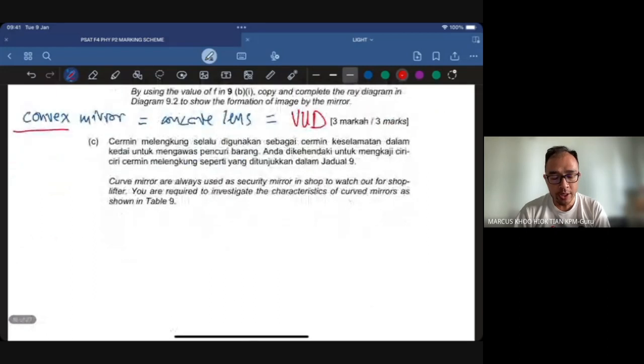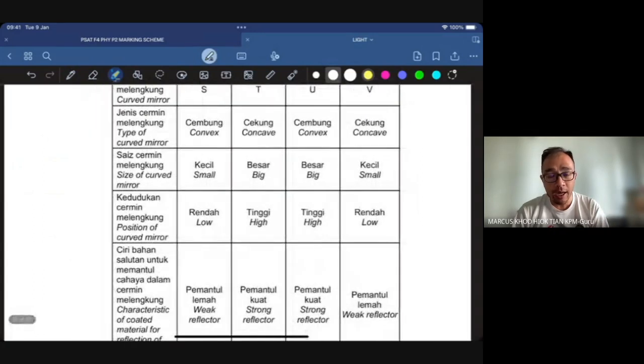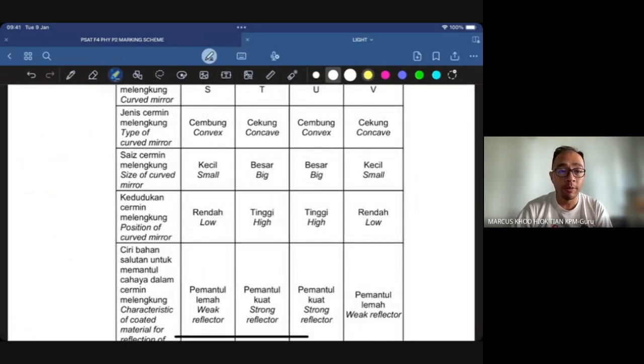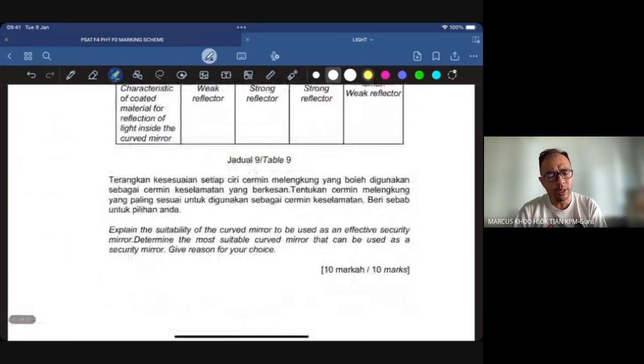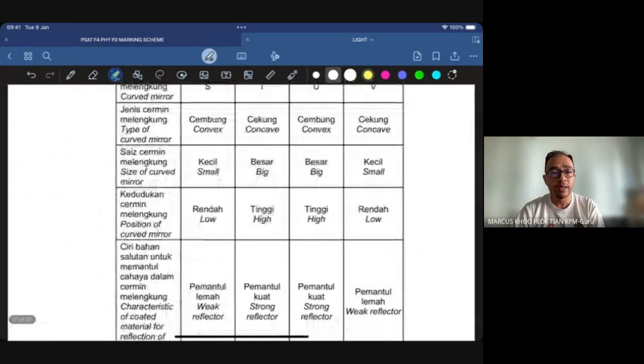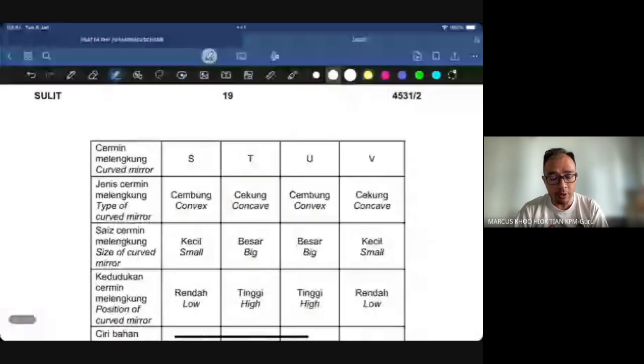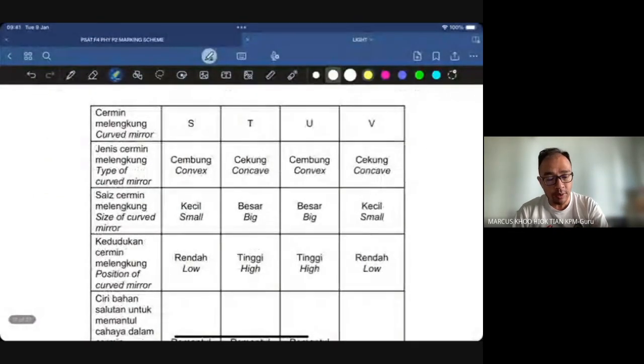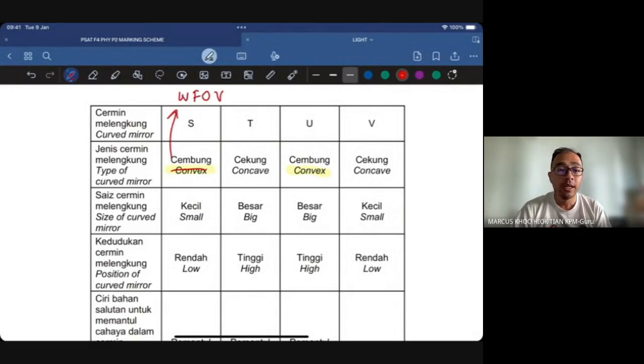Okay, curved mirror are always used as a security mirror. Okay, once again, the security mirror question has come up. Okay, in the shop to watch out for shoplifters. You are required to investigate, yada yada. Okay, this one I think shouldn't be a problem. We've done this in our trial exam, I think. Did we do it in our trial exam? But if not, we've done this quite a number of times now. Okay, but let's take a look. Convex or concave mirror, of course we want convex mirror lah. Okay, sorry. Okay, and convex mirror, the answer for convex mirror is wide field of vision. Okay, bosan sudah. This is the same answer every time.